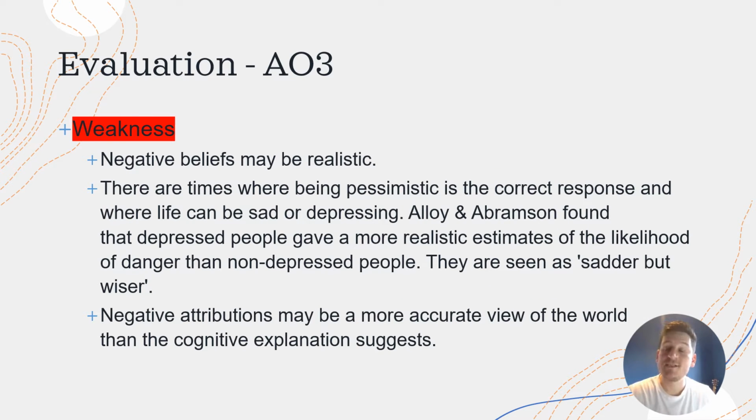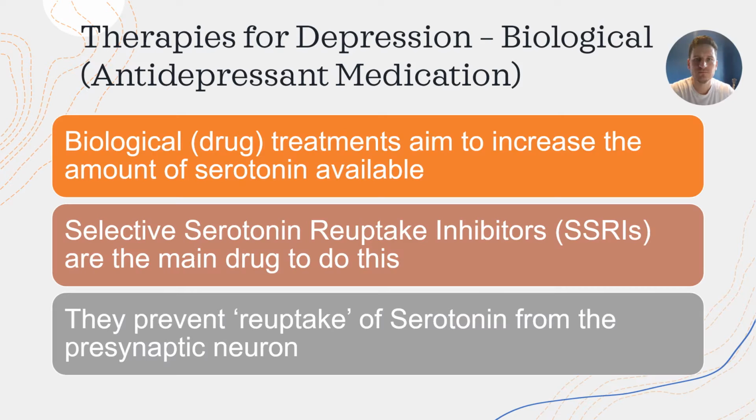The weakness here is that you're saying that having a negative attribution and being pessimistic all the time is a bad thing. Well, not always. And actually what they found is when they tested depressed people's view of chances of things going well in the future, they were actually more realistic than people that didn't have depression. So actually, are depressed people seeing the world in a better way in some way? It's still seen as a disorder because it's stopping them taking part in the world, but actually maybe the thinking pattern itself is fairly accurate.